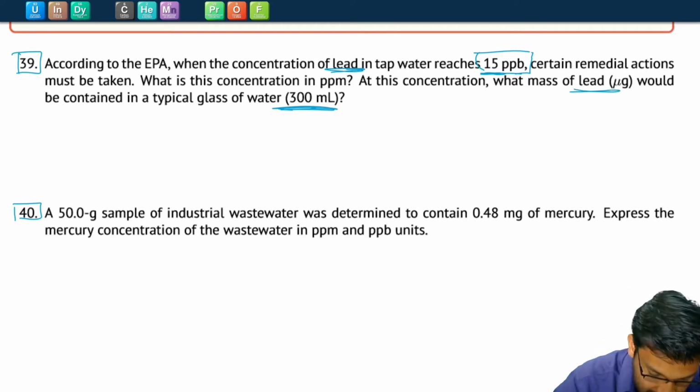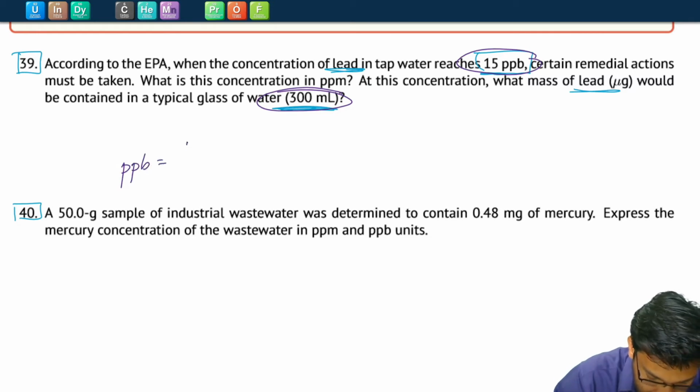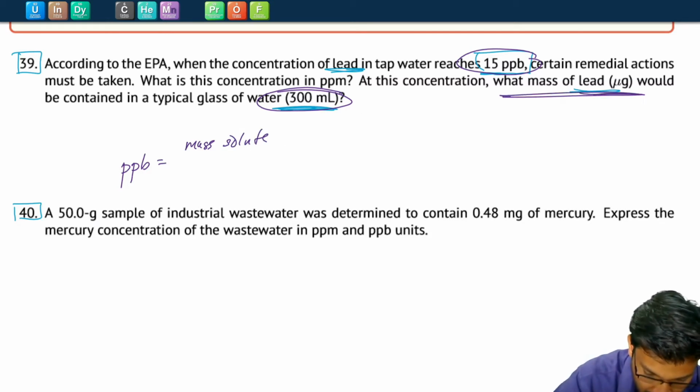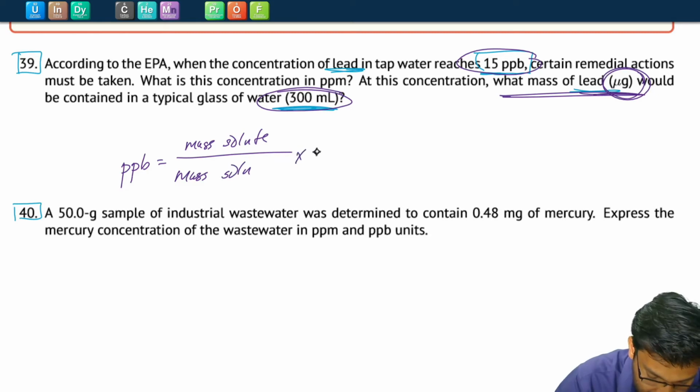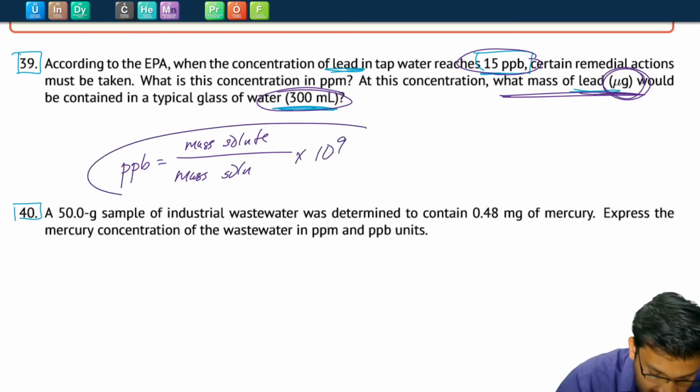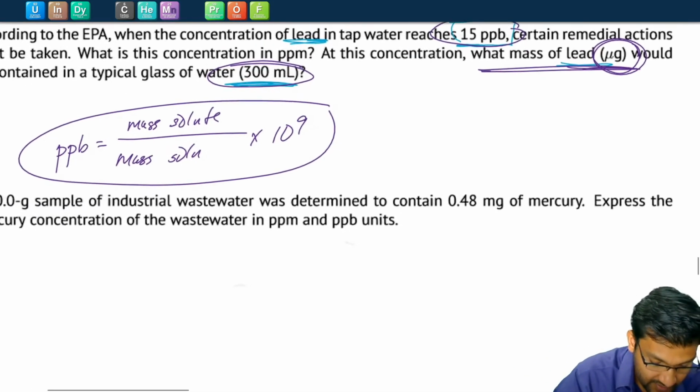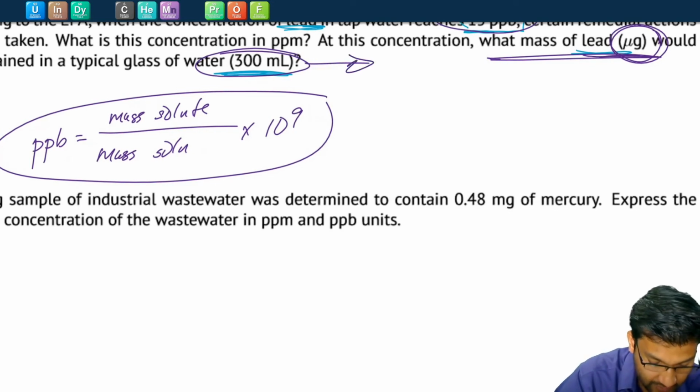Okay, so let's look at this question. They give us the volume of water and they give us the concentration. We know that the parts per billion should be mass of solute, which is what we're asked to find. What's the mass of lead? Remember, the units here are micrograms. We'll come back to that. We need the mass of solution, and this is parts per billion, so it's times 10 to the 9. So this is our starting point. We need the mass of solution. We don't have that. We have the mass of water. Sorry, we have the volume of water.